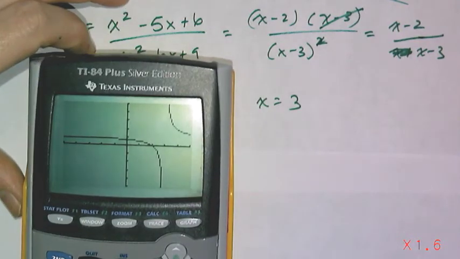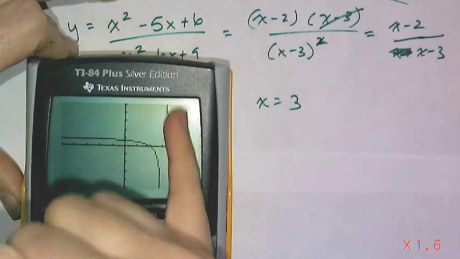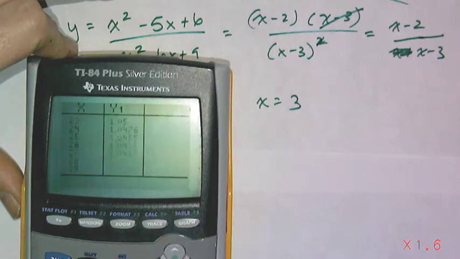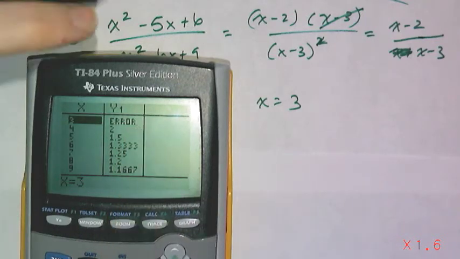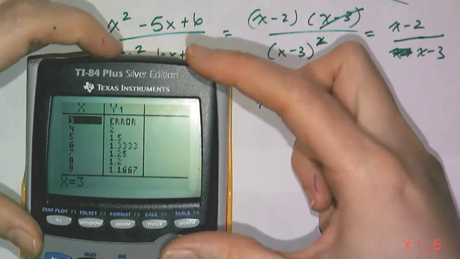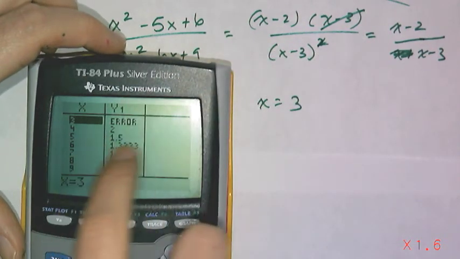And I graph the original, and it looks like there's a little asymptote at that 3 value, and I can verify that by going to the table and looking for where x equals 3. And at x equals 3, I get an error. So the telltale sign of a vertical asymptote on your graphing calculator is that you're going to get an error there.